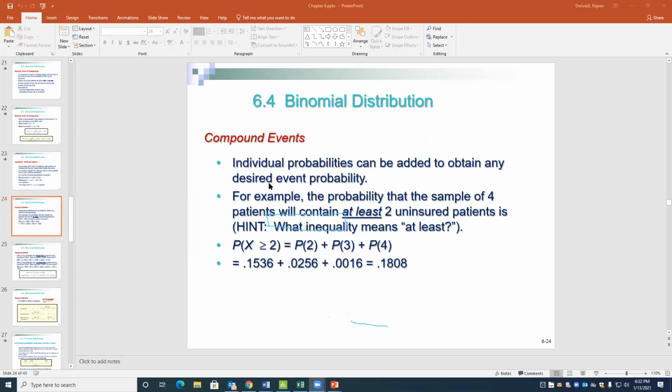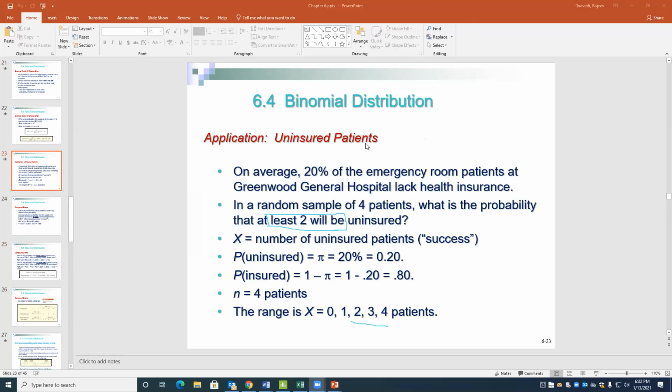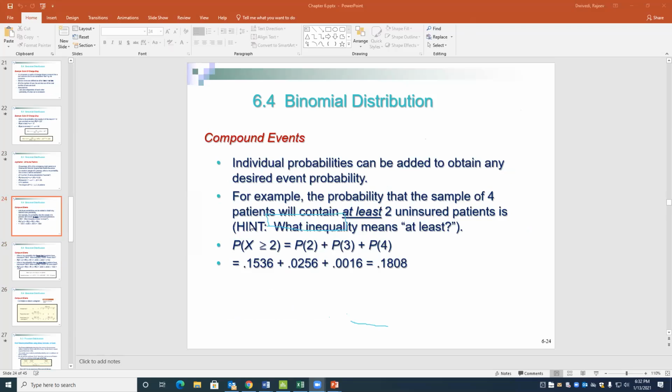So it is asking, it is compound event probability. It is asking at least 2, means 2, 3, 4. So if you do the probability of 2, probability of 3, and probability of 4, this is going to sum up to 18%. But this is a multiple step process. You have to do it 3 times, and the 4th time you have to sum this. How can it be done quickly?